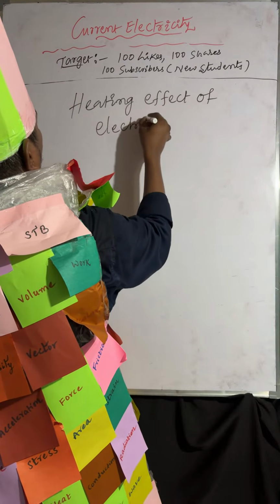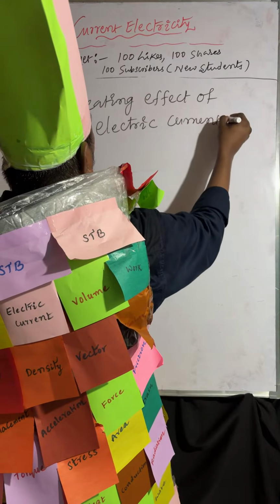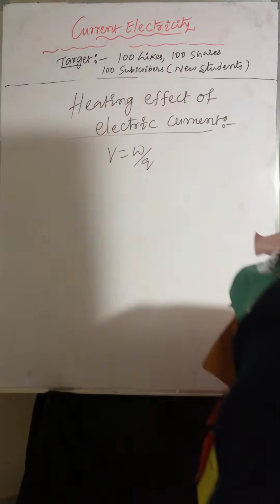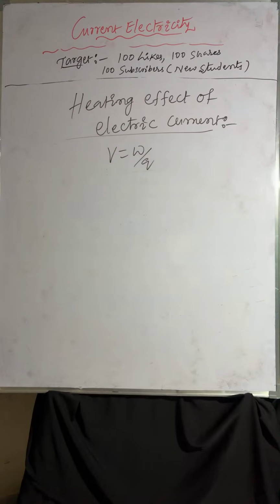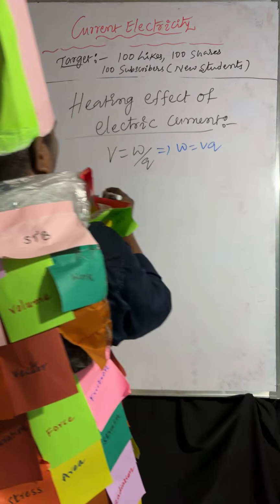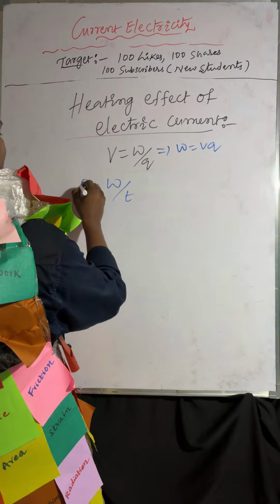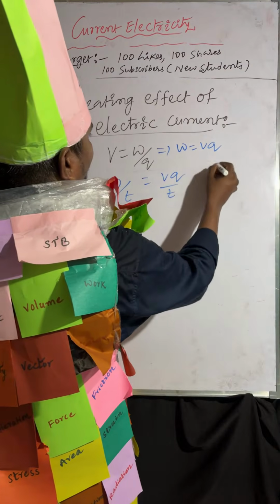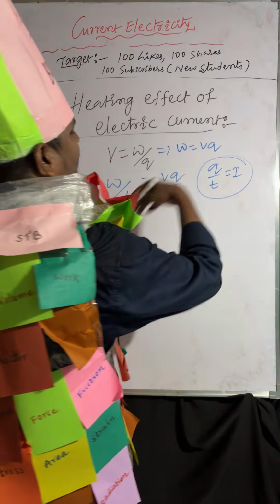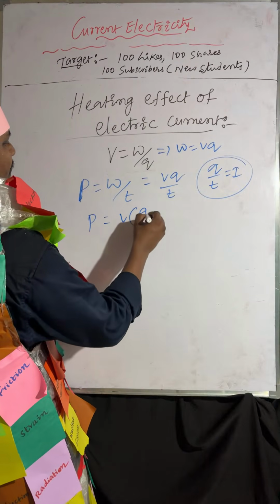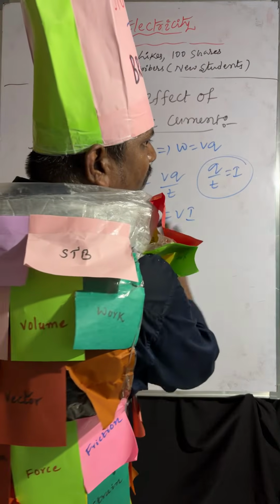Heating effect of electric current. V equals W by Q. So you know work done is the work done to bring a unit positive charge from one point to another point within the conductor. That is V equals W by Q. From this, W equals V into Q. Electrical power is the rate of doing work, P equals W by T. Now VQ by T. Q by T is the rate of flow of charge with respect to time, that is current. So P equals V into Q by T, that is P equals VI.